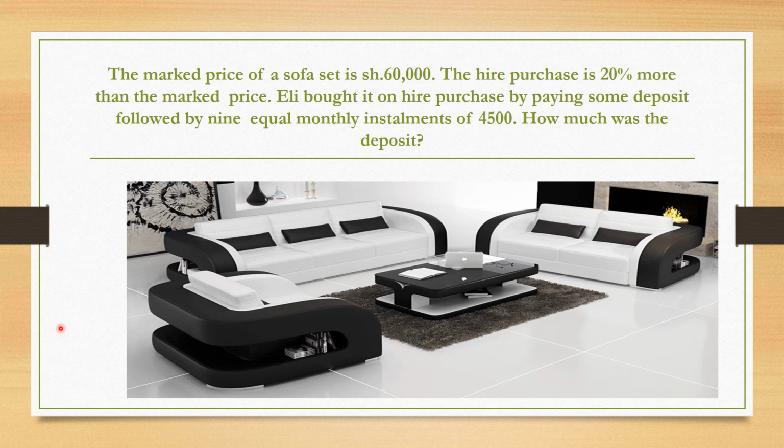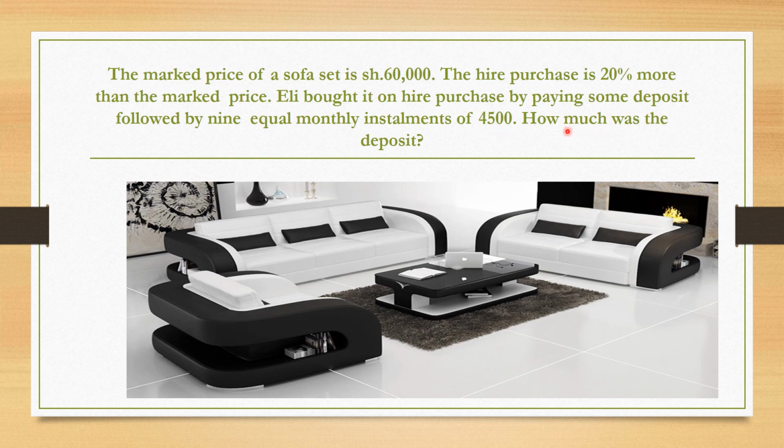What you understand with this question is that the hire purchase can be found in 2 ways. Number one, you can use your formula, which is deposit plus monthly installment. And if there is no deposit or anything else, if they have given you the hire purchase in terms of a percentage of the market price, just know that you're going to increase your market price by 20% to get the hire purchase. I'll show you how to do that. So Ellie bought it on hire purchase by paying some deposit followed by 9 equal monthly installments of 4,500.